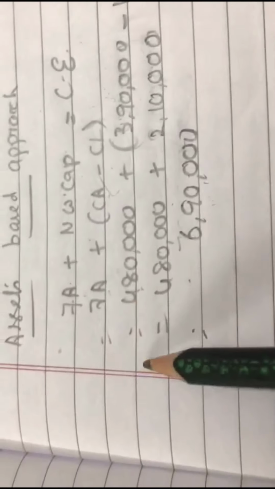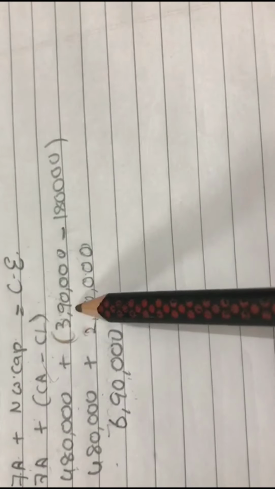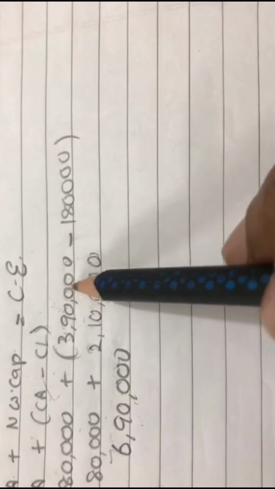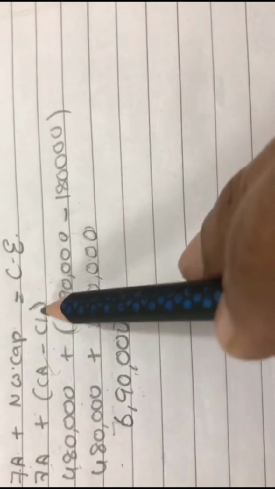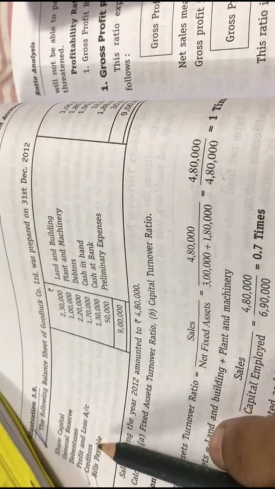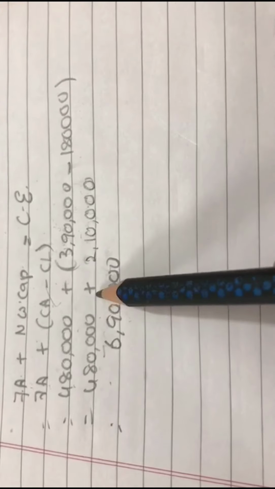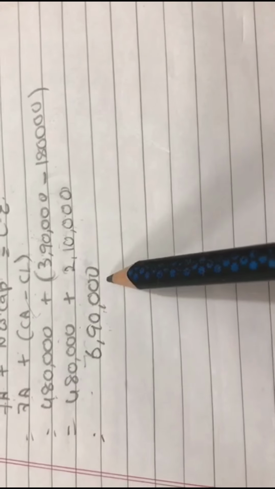So fixed assets, what is the total value of fixed assets given in the problem? You have only two items, land and building and plant and machinery, which comes to 4,80,000, plus current assets. So current assets is rupees 3,90,000. What are the current assets that you are going to consider here? So you have debtors, cash in hand and cash in bank. So add all these items, you'll get 3,90,000, minus 1,80,000. What is 1,80,000? Current liabilities. So in the problem, you have two items of current liabilities like creditors and bills payable. So it is 1,80,000. So 4,80,000 plus 2,10,000, which is equal to 6,90,000.